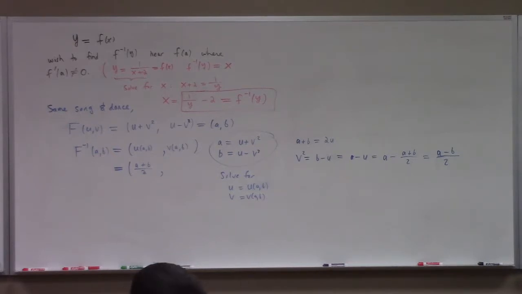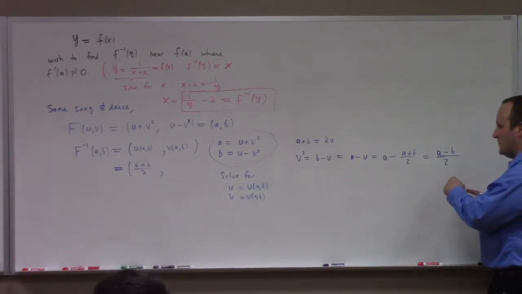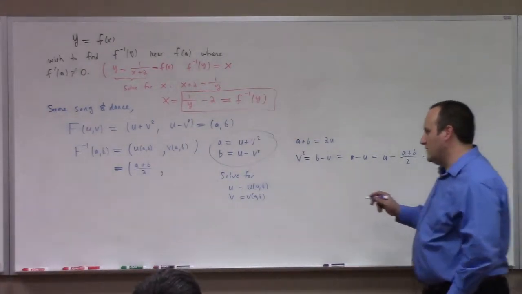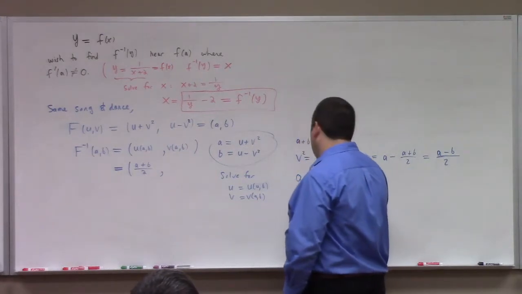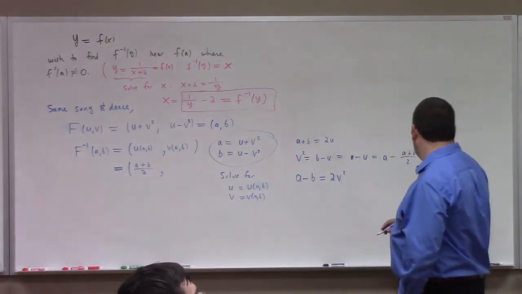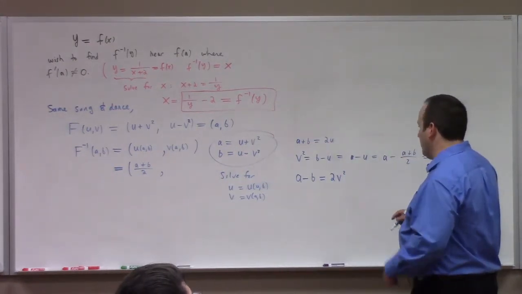If you do a minus b, a minus b equals u plus v squared minus u minus v squared. I'm sorry, I'm confused now. If you have a minus b, that's u plus v squared minus u minus v squared, I guess. So we get 2v squared. Yeah, so instead of a minus b it is 2v.